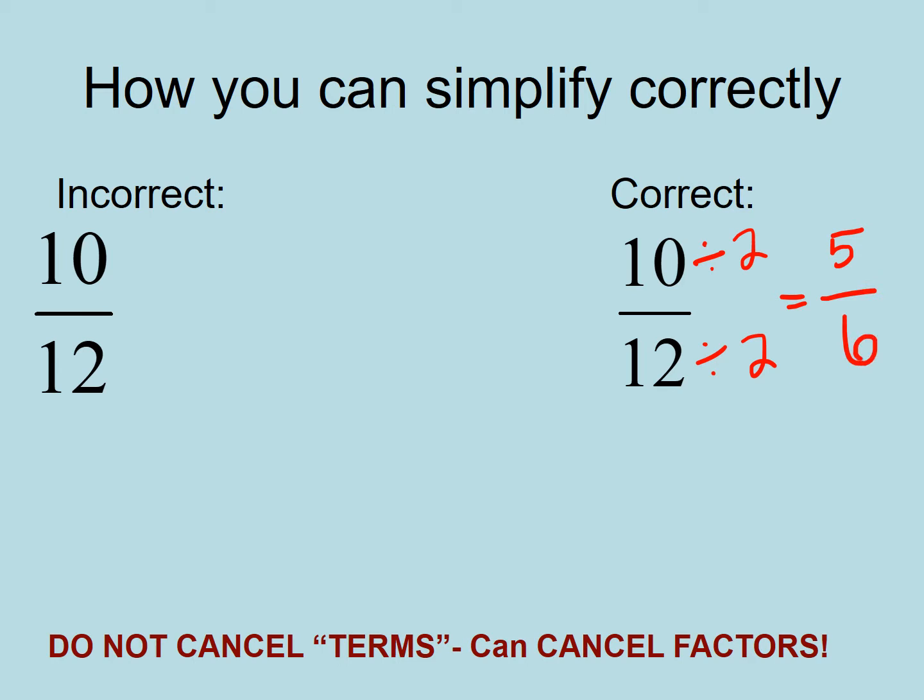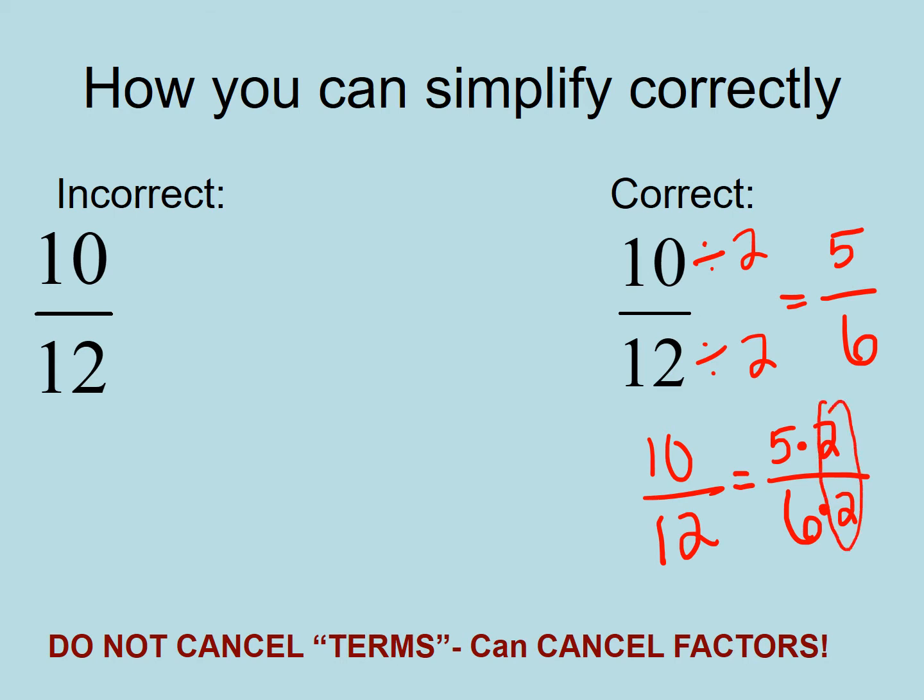Another way that you can look at this, even though this is probably what you've done, is we know that 10 over 12 is equal to, 10 is equal to the factors of 5 times 2, and 12 is equal to the factors of 6 times 2. And so that 2 that we're dividing out is a common factor of the numbers. So it's those 2's that we slashed out and we're left with 5/6.